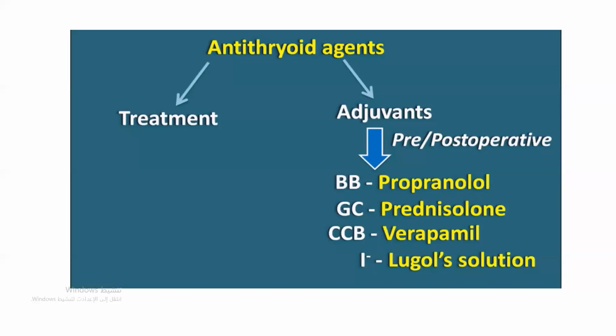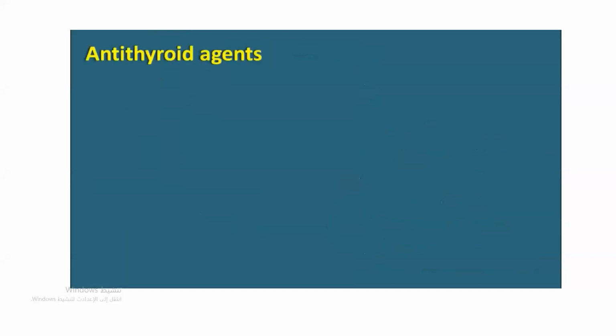Then what are the drugs which are used for the treatment of hyperthyroidism? The anti-thyroid agents mainly used for the treatment are the thioureylenes. These anti-thyroid agents are mainly used for the treatment of hyperthyroidism, and they are chemically classified as thioureylenes. So what are the thioureylenes?